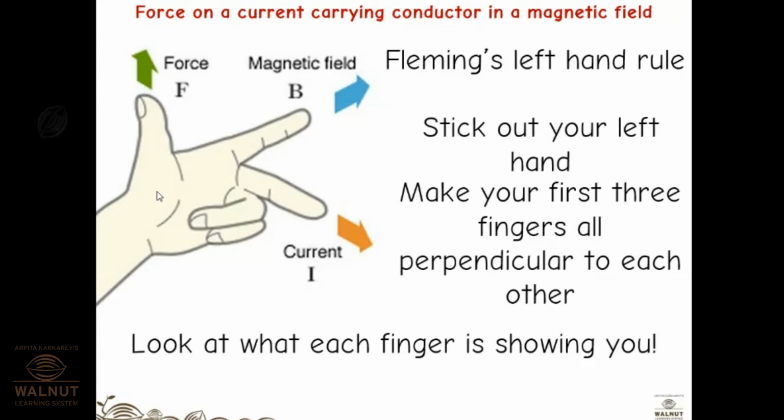Look at what each finger is showing you. Your thumb will show you the direction of force, your forefinger will show you the magnetic field direction, and the middle finger will give you the direction of current. So you can remember it by the acronym FBI. F means force, the force that is experienced by a current carrying conductor. B is magnetic field. I is current. FBI. This is a short form that you can remember, so that you don't forget.